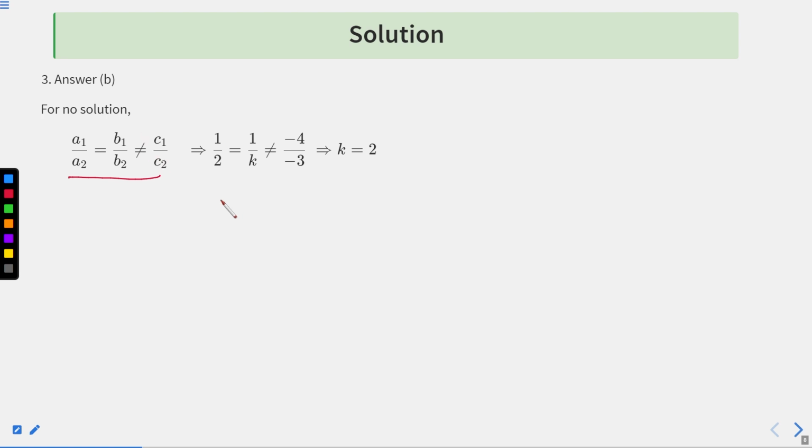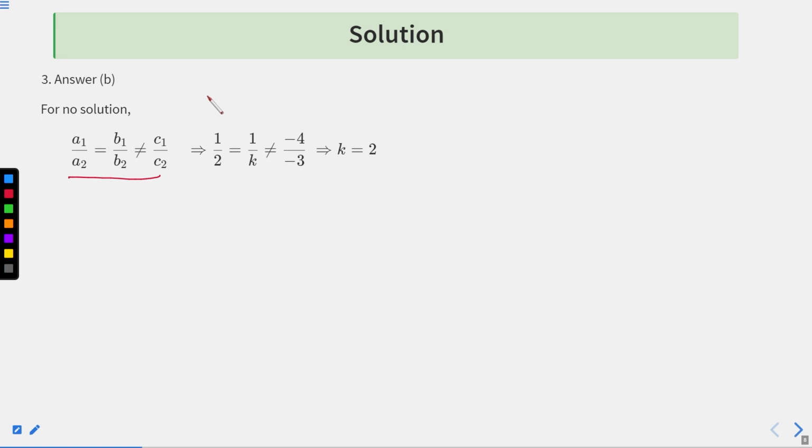If we compare the given equation with the general form of a pair of linear equations, a1x + b1y + c1 = 0 and a2x + b2y + c2 = 0, then we will get the value of a1 = 1, b1 = 1 and c1 = -4, and the value of a2 = 2, the value of b2 = k and the value of c2 = -3.